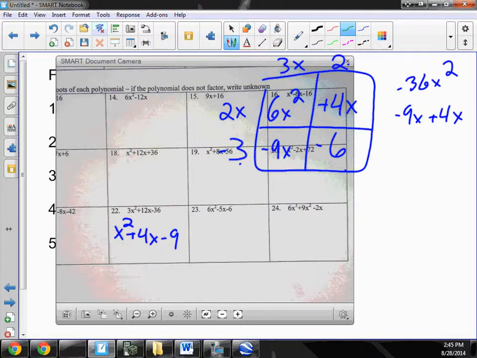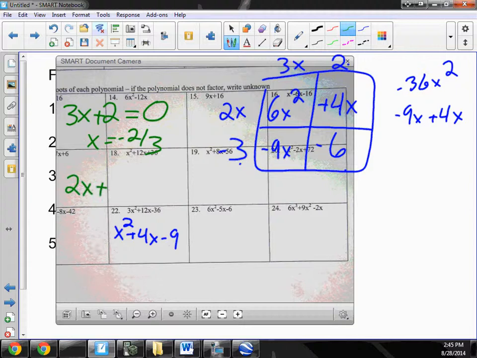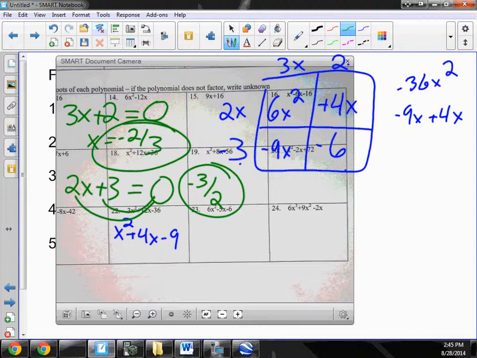Now, here's where the just switch the sign idea doesn't work. So my factors are 3x plus 2 equals 0. How do I solve for x? Subtract 2, divide by 3. The other one is 2x plus 3, so my factor is going to equal 0. Subtract the 3 and divide by 2, negative 3 halves. Those are my roots. Oh, sorry, that's a negative, and that's a positive. Thanks.